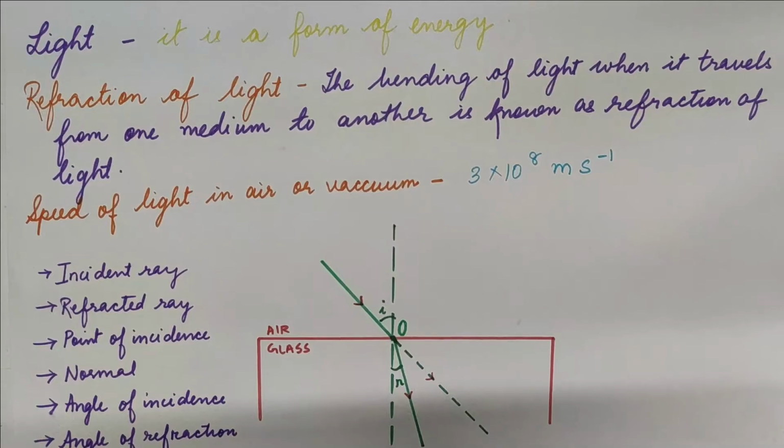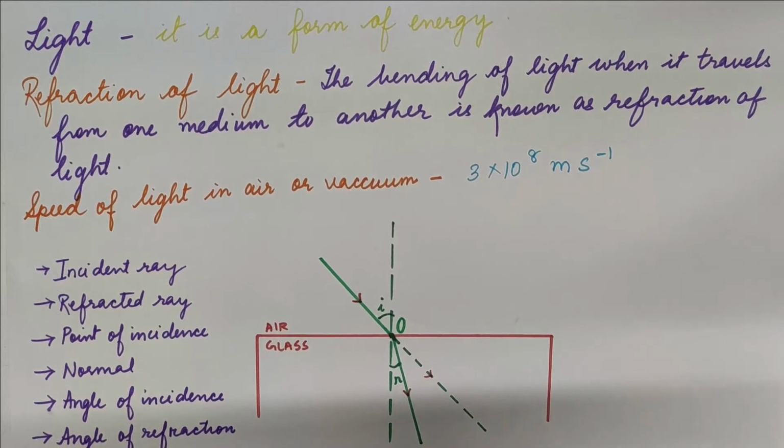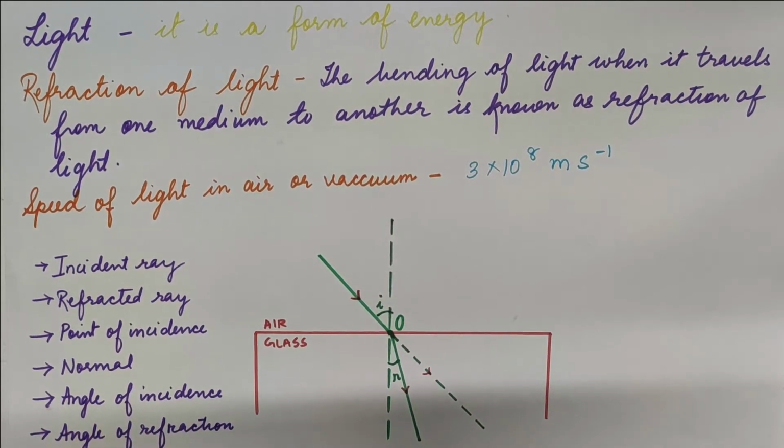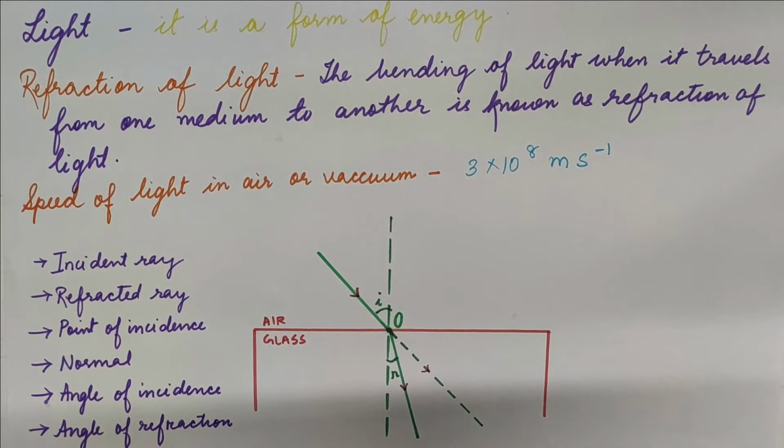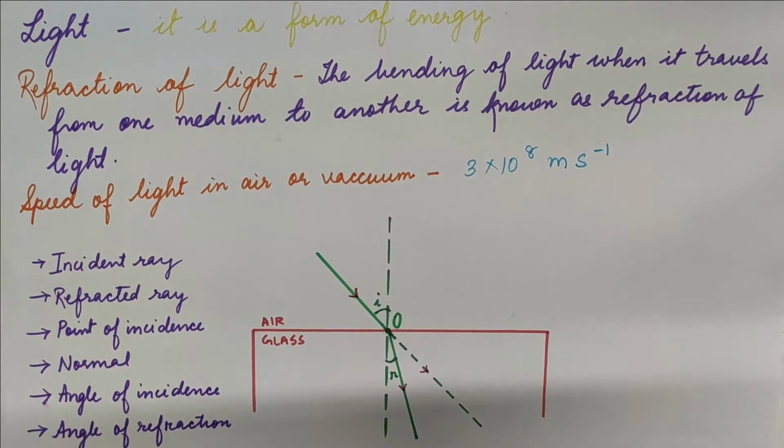So let us begin. So what is light? Light is a form of energy. You have read about light in class 7 as well. And you know there are two important phenomena which happen, that is reflection of light, which you have already covered in class 7. And in class 8 you are going to deal with the refraction of light.